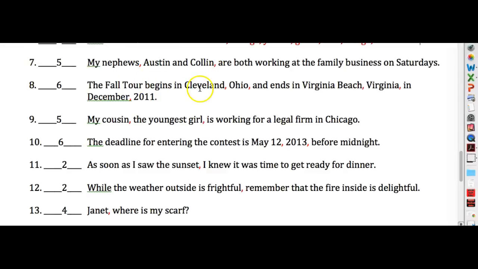Number 8 is dates and addresses. We want a comma after Cleveland and after Ohio, after Virginia Beach and after Virginia, and finally after December. Now we have another appositive. My cousin, the youngest girl, is working for a legal firm in Chicago. So this is your appositive. Number 10 is dates and addresses. We just need 2 commas in this one, after 12 and after 2013.